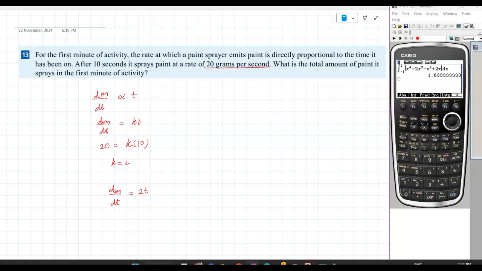Then what is asked? What is the amount of paint at the first minute of the activity? So 0 to 60 of this rate, correct? So what's your answer coming to? 3,600 grams.